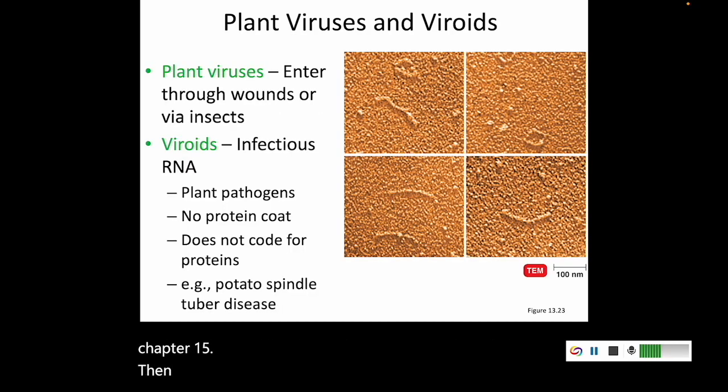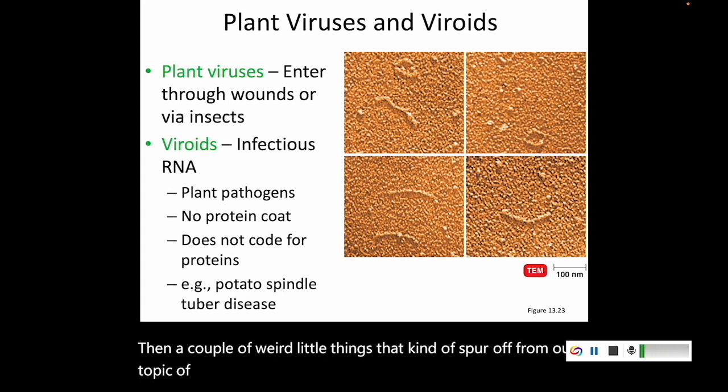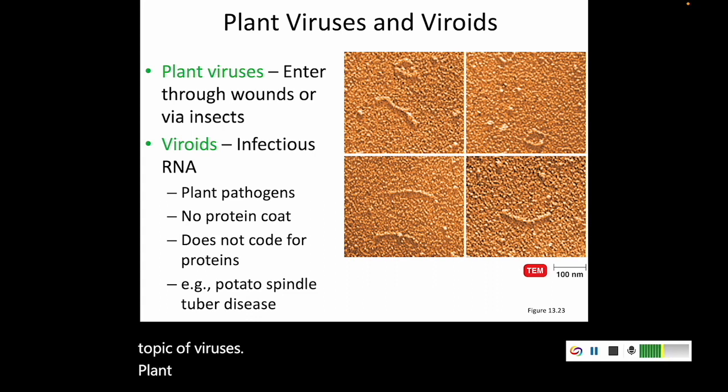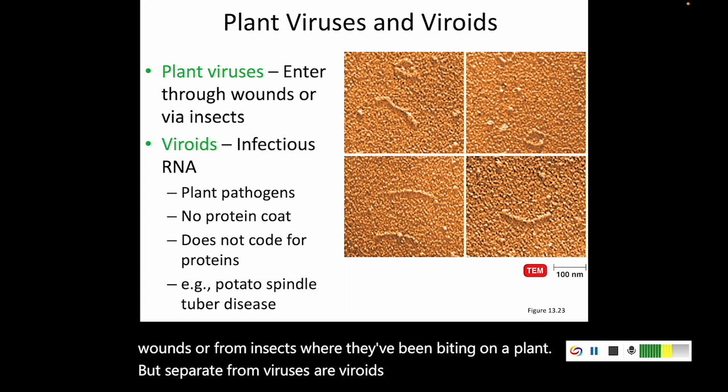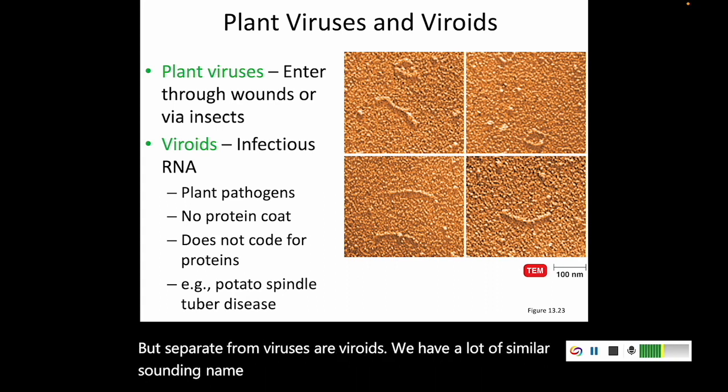Then, a couple of weird little things that kind of spur off from our topic of viruses. Plant viruses are things that can infect plants. They can enter through wounds or from insects where they've been biting on a plant. But separate from viruses are viroids. We have a lot of similar sounding names here. We've talked about virions, viruses, and now viroids. These are all very different words.